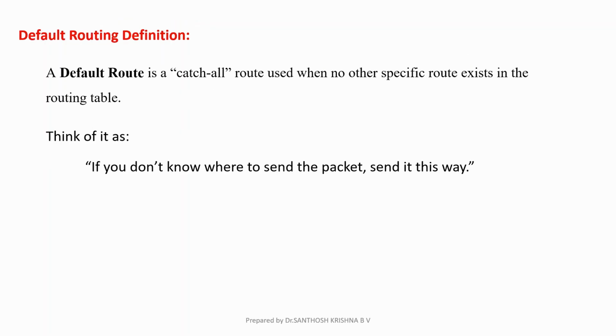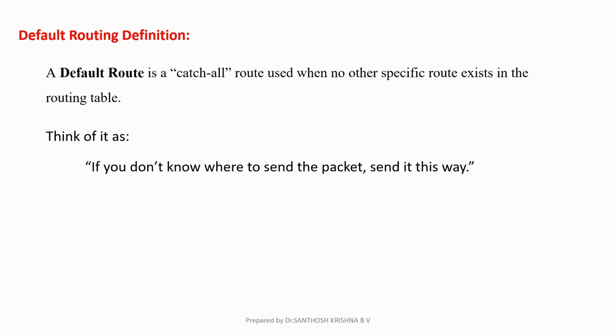So what we are going to learn today is default routing. A default route is a catch-all route which is used when no other specific route exists in the routing table. For example, I'm in campus X and I do not know where department Y or department Z is. So I'll just divert anybody who comes and asks me, saying: please go and check with the reception. The reception people will know about all the other departments and other things in the campus, so they will divert the person to the right place.